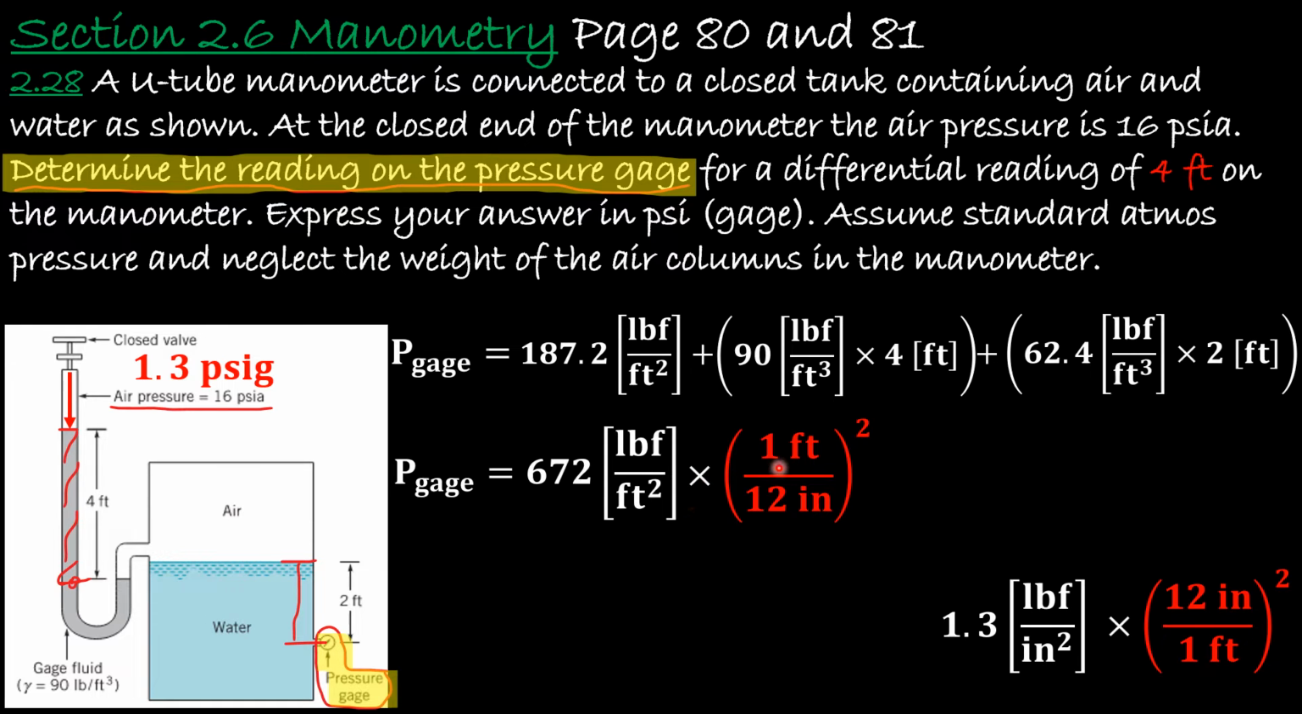So in here we know that 1 feet is equivalent to 12 inch, and we will square this. So that means we will divide this by 12 squared, so divided by 144, which will give us an answer of 4.67 psi g, and g here stands for gauge.